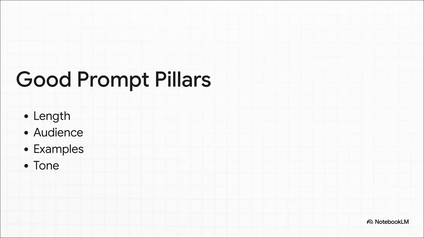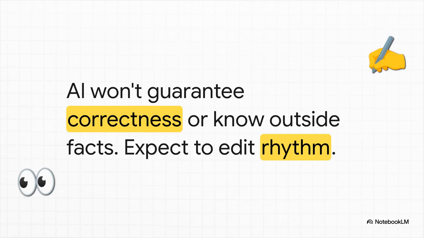And those boundaries really come down to 4 crucial pillars. Whenever you prompt, you must specify the length, you have to identify your target audience, you need to provide concrete examples, and you've got to dictate the tone. If you nail these 4 pillars every time, you completely transform this tool from a random word guesser into a highly precise writing instrument. But hey, let's keep it real for a second.